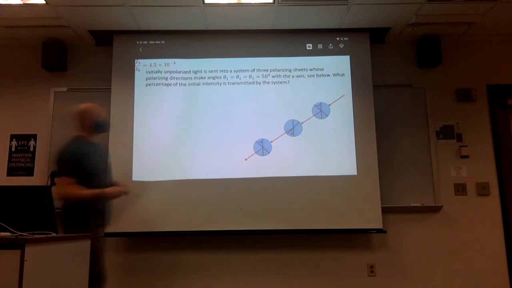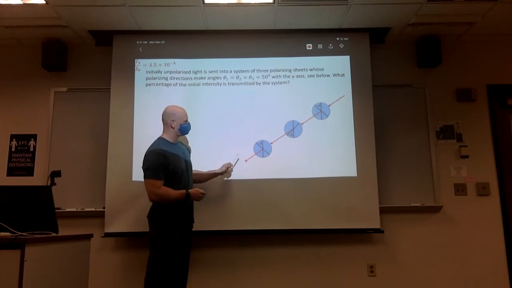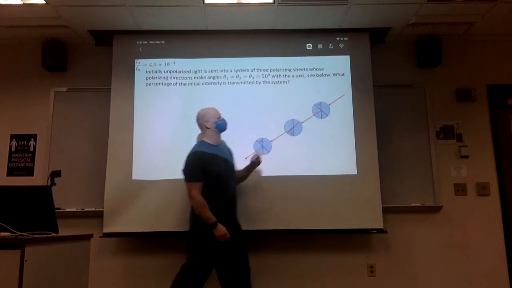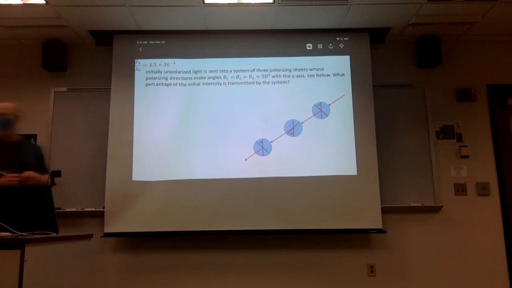So basically what I want to know is, by the time it comes down out of here, what is the fraction of the amount of the initial intensity coming through that we have left over? So how much intensity is actually coming through? So by how much did this fraction decrease?